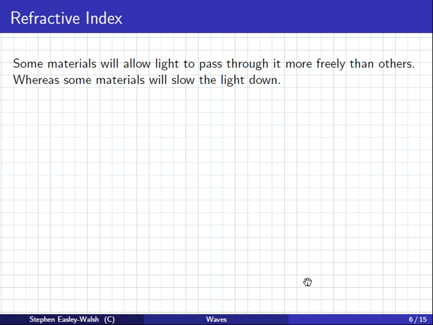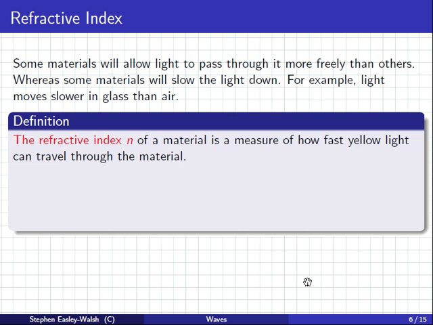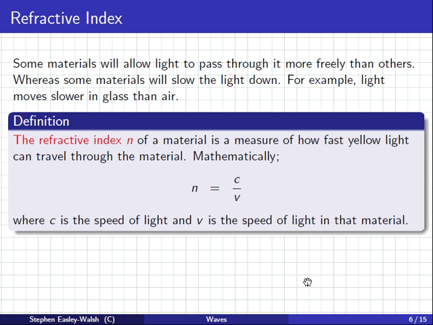Some materials will slow the light down. For example, light moves slower in glass than air. So we need a way to measure this effect, and we use something called the refractive index n of a material. It is a measure of how fast yellow light can travel through the material. Mathematically, the formula is quite simple. It's simply c over v, where c is the speed of light and v is the speed of light in that material.